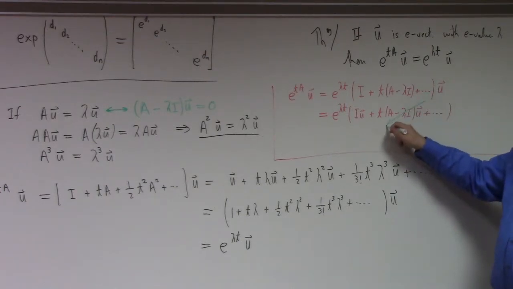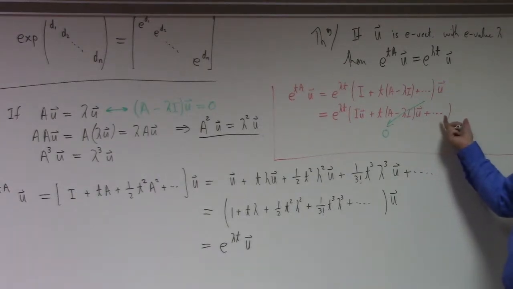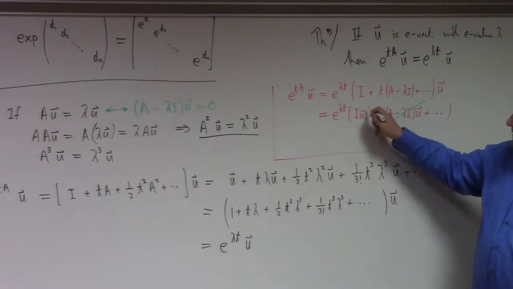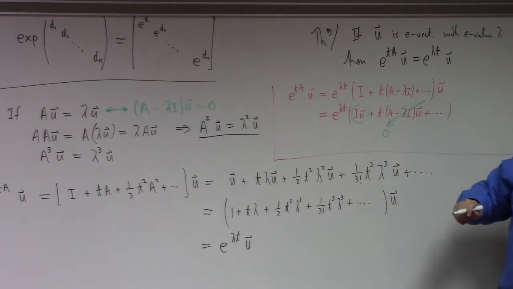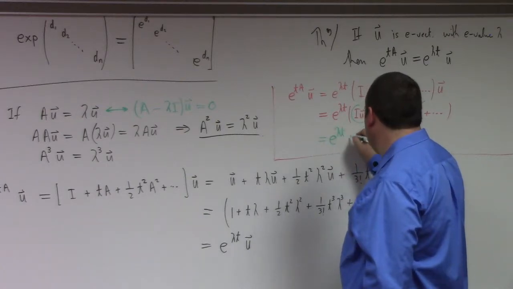And the situation only gets worse for things higher up in the magic formula, because next I've got (A minus lambda I) squared times u. Well, the first copy of A minus lambda I, which hits u, makes it 0. So the series truncates, and all that's left is this first term. I times u is u again, so we just get e to the lambda t times u.